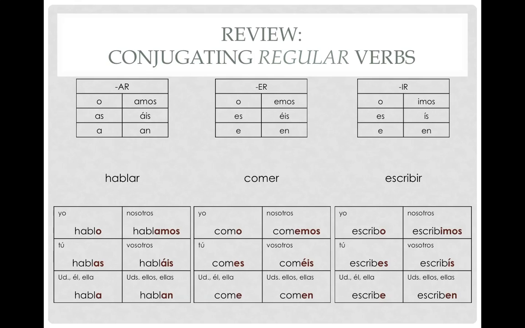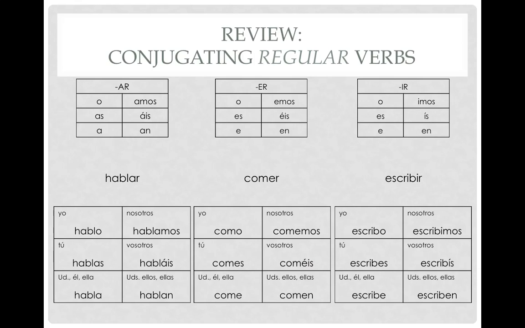So for our AR verb, we add our AR endings. For comer, our ER verb, we add our ER endings. And the same thing for escribir, an IR verb, we add our IR endings. That leaves us with our conjugated verbs.